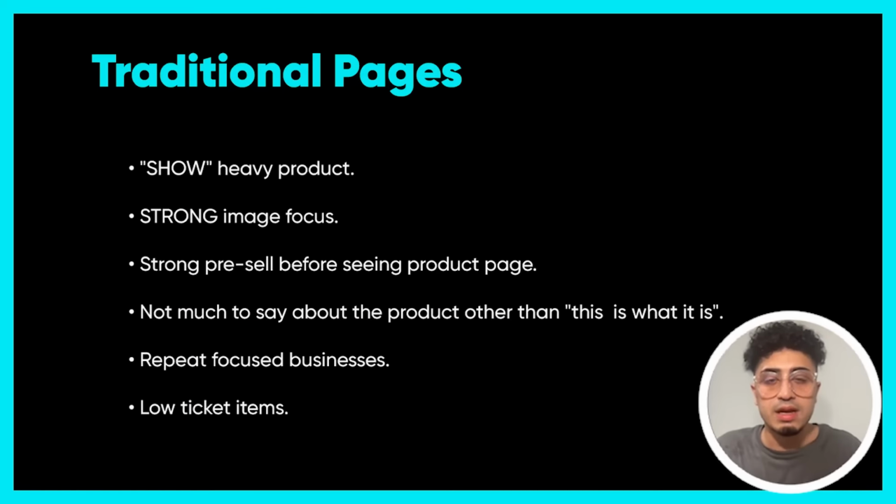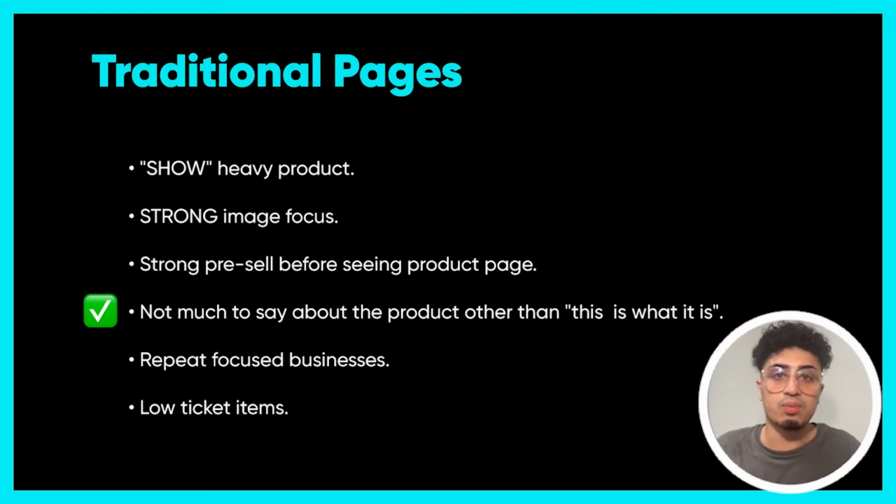Now, the first layout you can select from is traditional pages. Traditional pages are suitable for brands that show heavy product. They have a strong image focus. They have a strong pre-sale before you actually get to that product page, so it's usually through a landing page like an advertorial or a listicle, which you guys can learn more about in my other video. There's not much to say about the product outside of what it is.